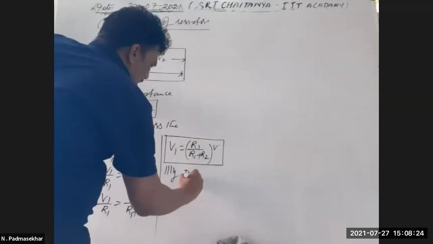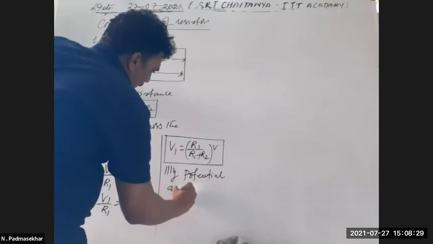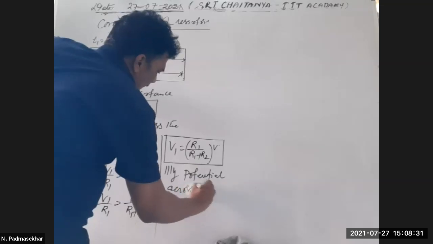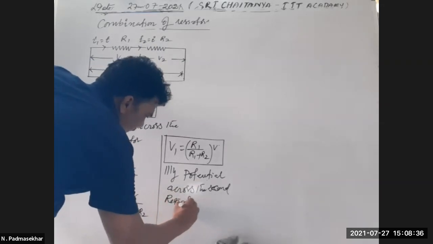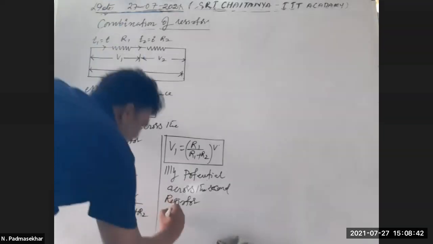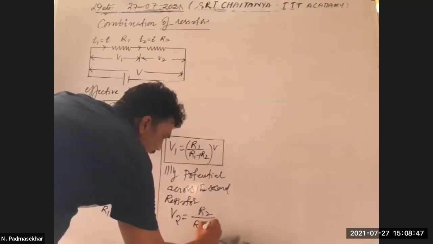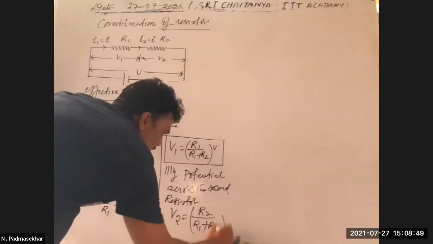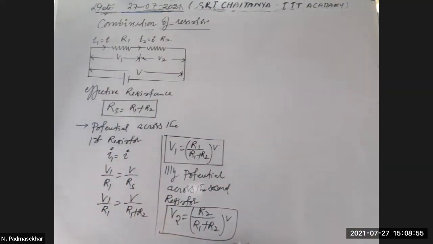సిమిలర్లీ potential across the second resistor. So potential across the second resistor, V2 is equal to R2 by R1 plus R2 into V. This is R2 by R1 plus R2 into V. So this is the potential across the second resistor.